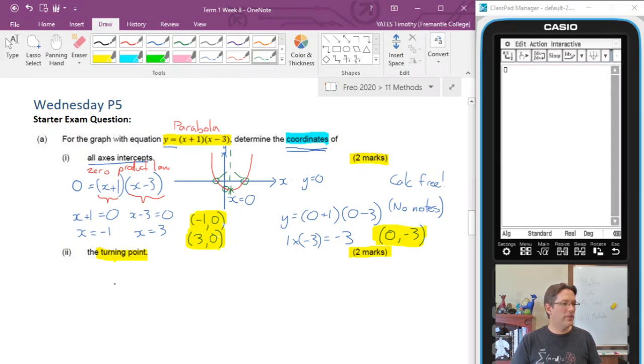We know what those points are. They are at x equals negative 1 and 3. So if we find the average by adding them together and dividing by 2, we will get 2 over 2, which means that we've got 1, which will be the x coordinate of our turning point. Now, when we know the x coordinate, we have an equation, so we can just plug that straight into the equation.